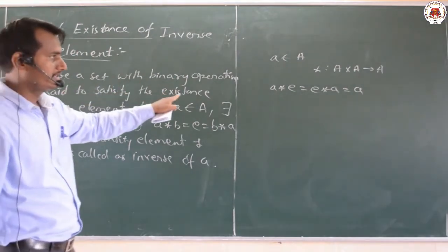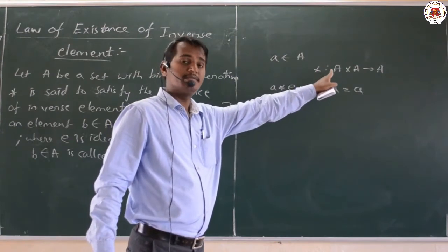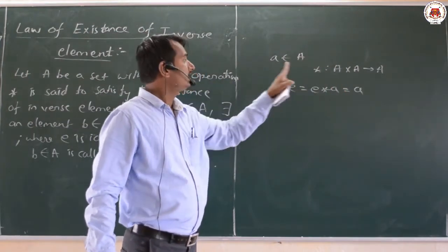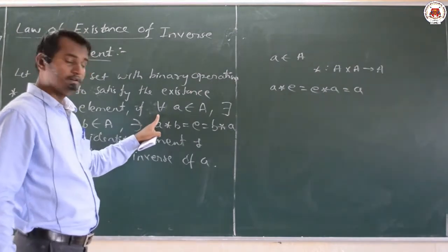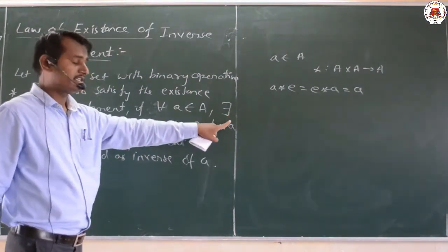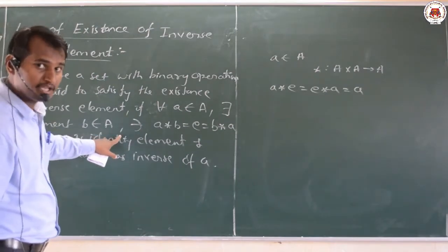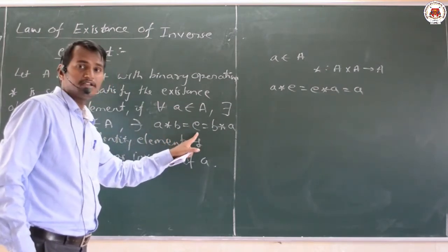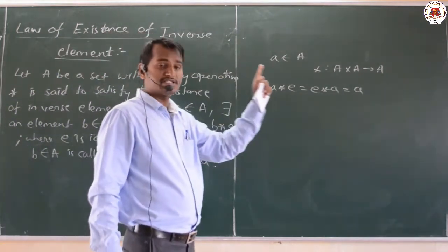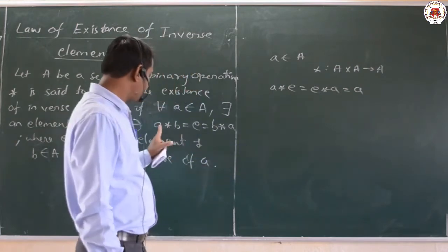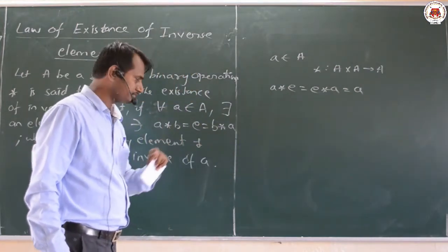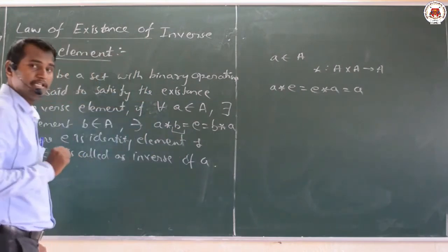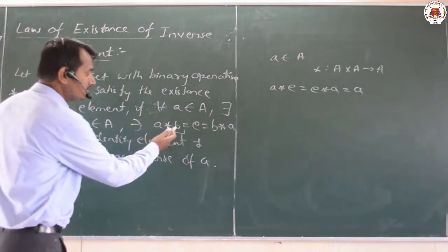Now how do we define the existence of inverse? Let A be the set, and star is a binary operation, star from A cross A to A. For every A belonging to the set A, there exists an element B belonging to the set A such that A star B equal to E. Here E is the identity element discussed previously, so A star B equal to E, which is equal to B star A. Here E is called the identity element, and this value B is known as the inverse of A.